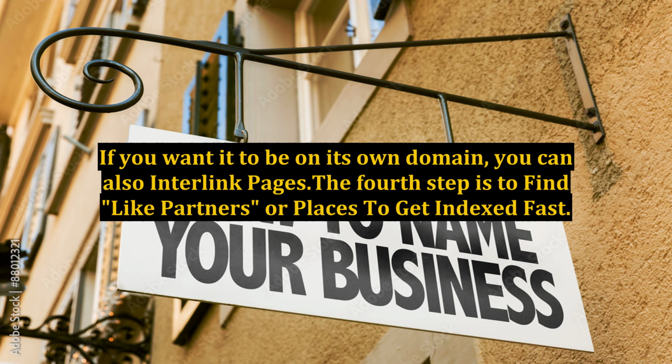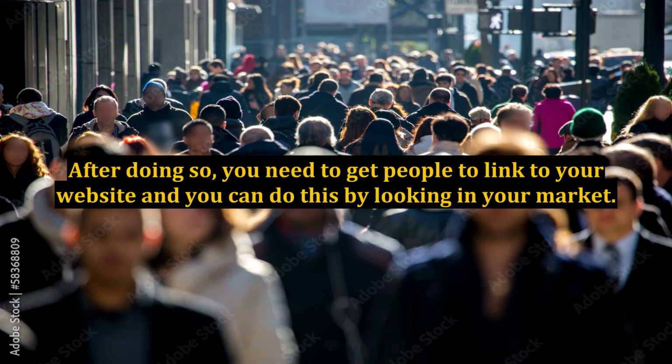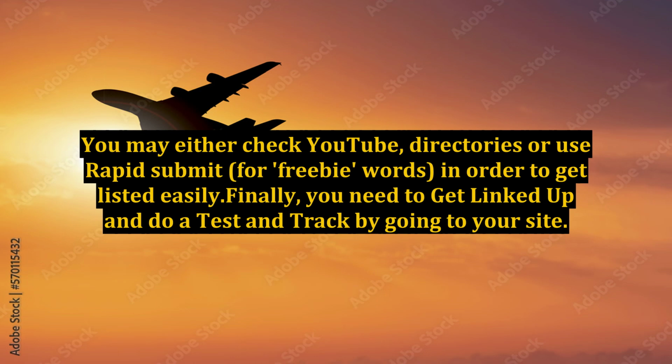The fourth step is to find link partners or places to get indexed fast. In order to do this, you have to first find your top-level keyword, go to Google and find what's ranking for this term. After doing so, you need to get people to link to your website, and you can do this by looking in your market. You may either check YouTube, directories, or use Rapid Submit for freebie words in order to get listed easily.